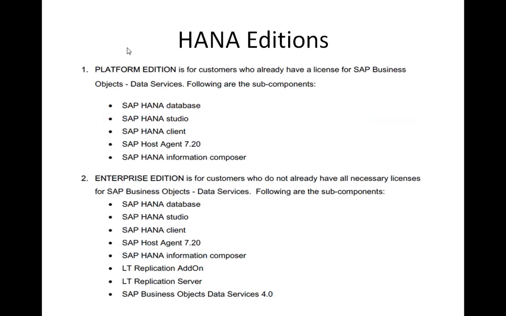So let's look at the different editions. We've seen very briefly what the different editions are with SAP HANA. You have the platform edition, where the core components of SAP HANA are given: the SAP HANA database, HANA Studio, HANA Client, Host Agent 7.2, and the HANA Information Composer.